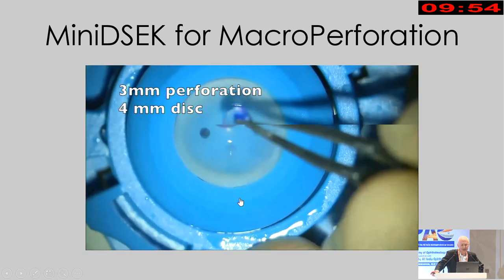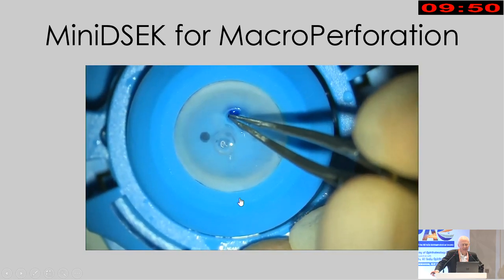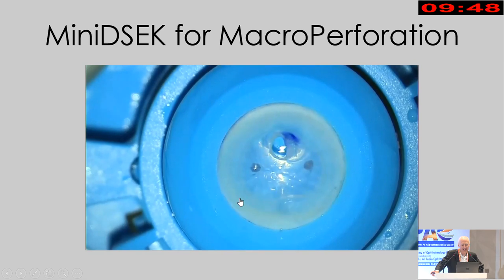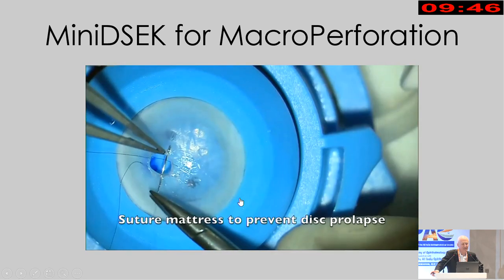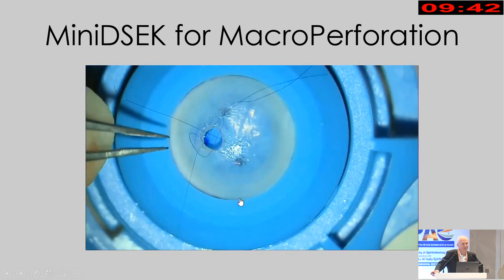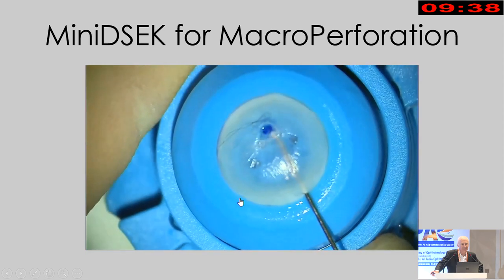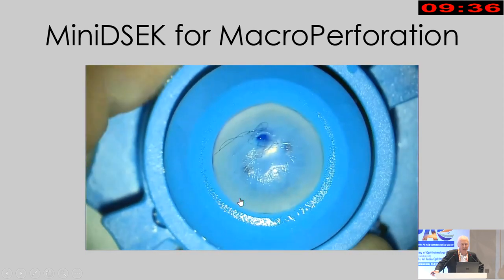And how do we do with a bigger perforation? Look what happens here, and it herniates through. So what are we going to do about that? Well, a mattress suture works really well to give it that extra support that it needs. And then you can close even quite a large perforation with a DMEC patch posteriorly.